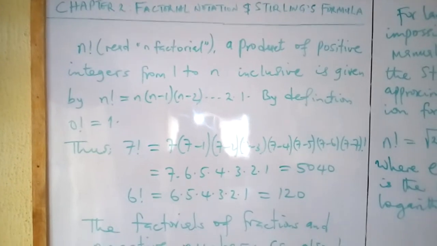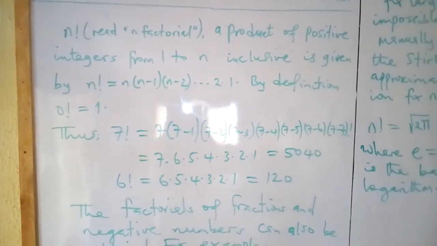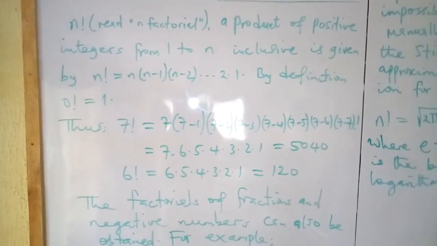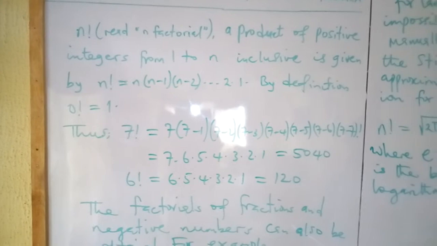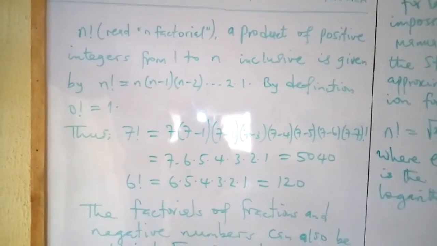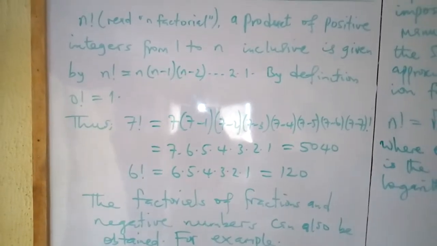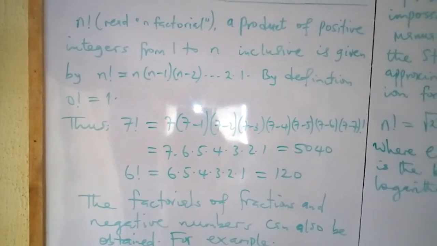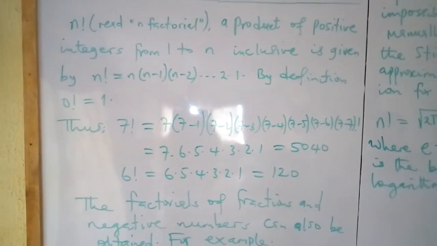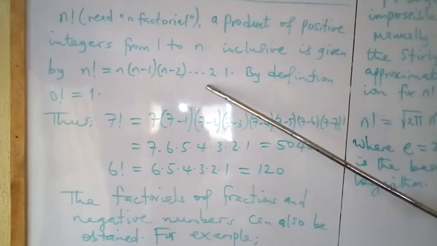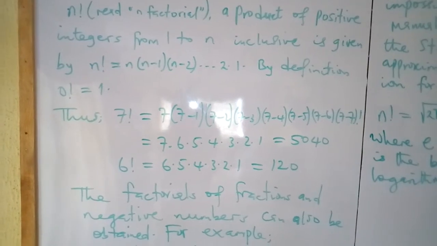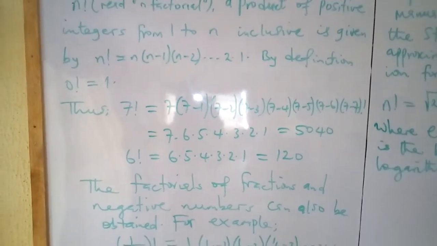N factorial, which is written n with an exclamation mark, is called n factorial. It is a product of positive integers from 1 to n inclusive. That is, n factorial is n times n minus 1 times n minus 2 until you get to 1. And by definition, 0 factorial is equal to 1.